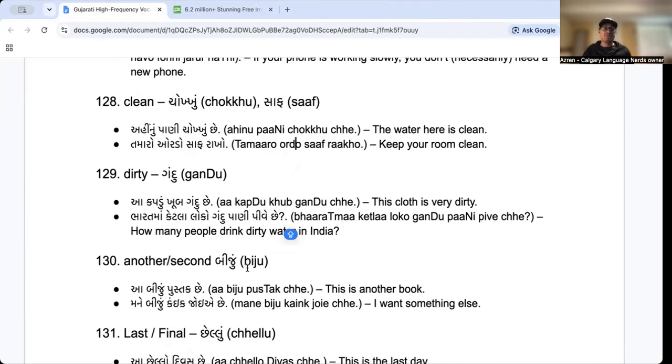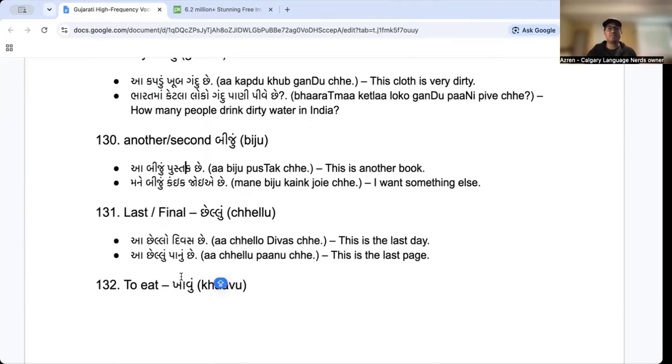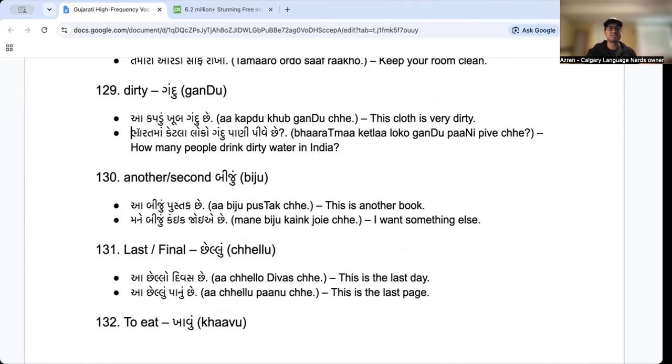The opposite is gandu. So this cloth is very dirty. Kapru is the word for cloth, by the way. How many people drink dirty water in India? Oh, by the way, Bharat, in case you didn't know, Bharat is the word for India.